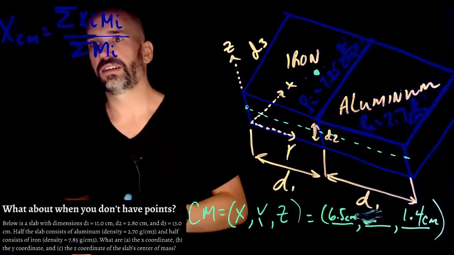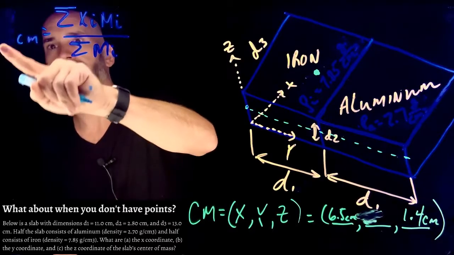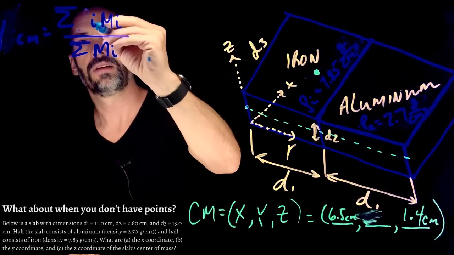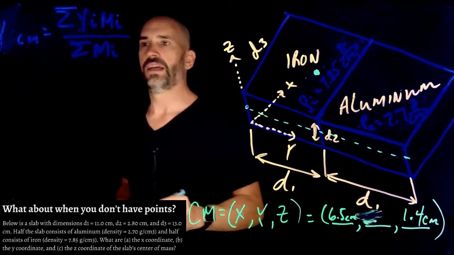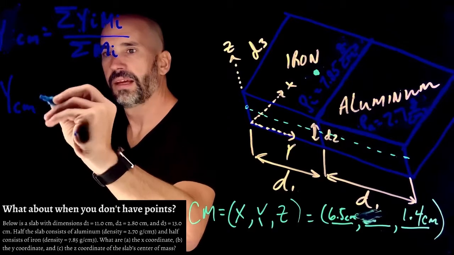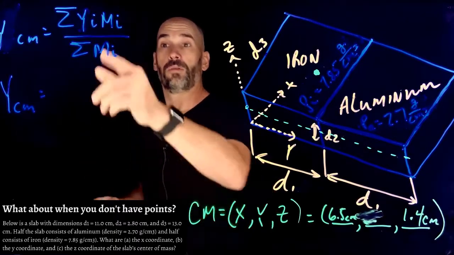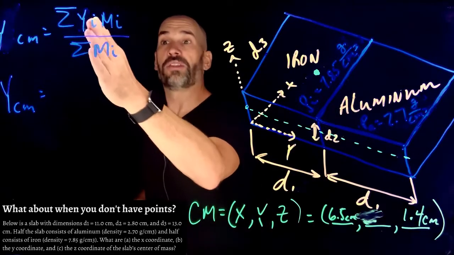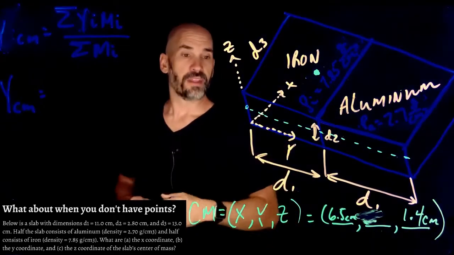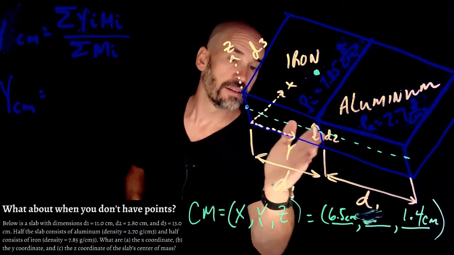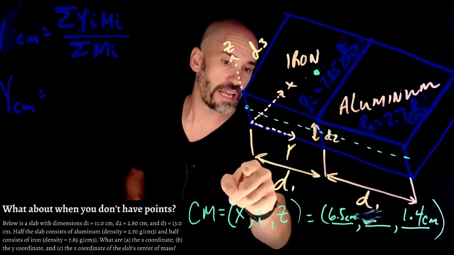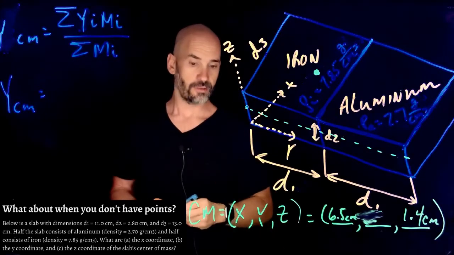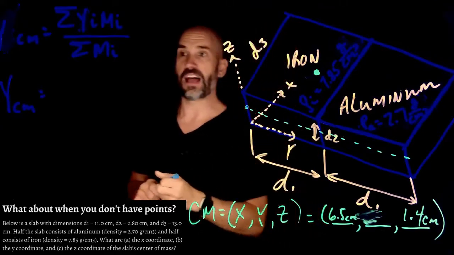I'm just going to switch this to Y here. We're trying to find the Y center of mass, and I'm going to make this Y_i. So the Y center of mass coordinate is going to be, i equals 1 is iron, i equals 2 will be aluminum. So the Y center of mass of the iron is going to be halfway, the middle of the iron block, which is halfway through D1. And D1, it says, is 11, so halfway through that should be 5.5.